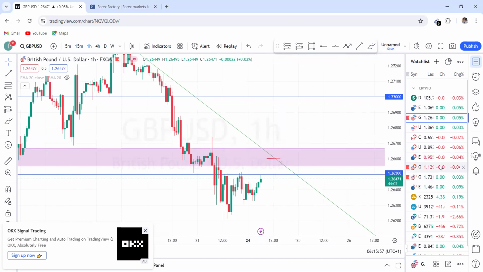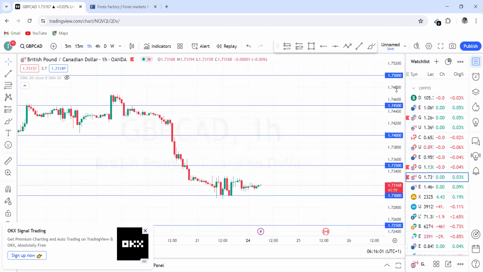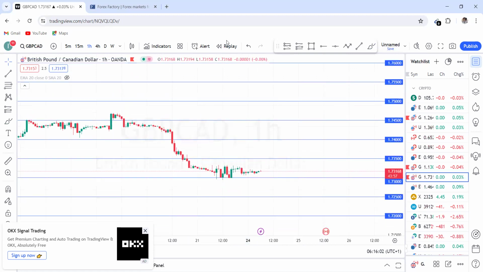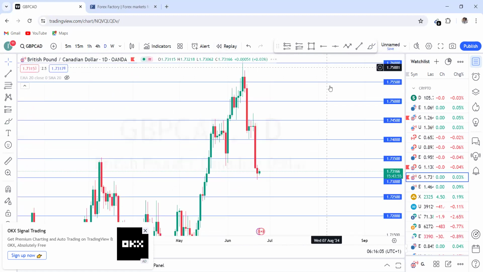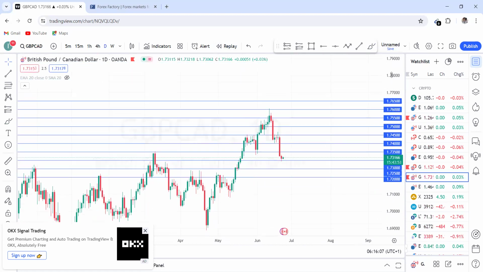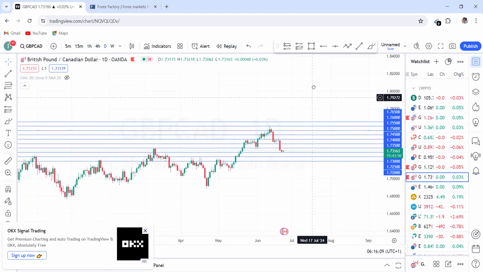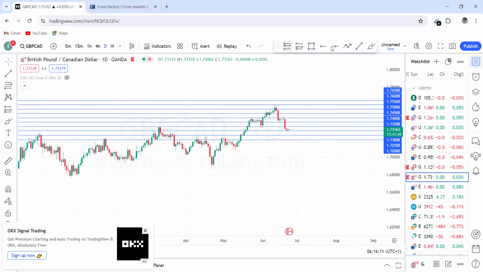So next is GBPCAD. On GBPCAD, what are we looking for? Let's start from the day chart. Now look at this. Yeah, it looks like it is on an uptrend. Of course, it was on an uptrend.